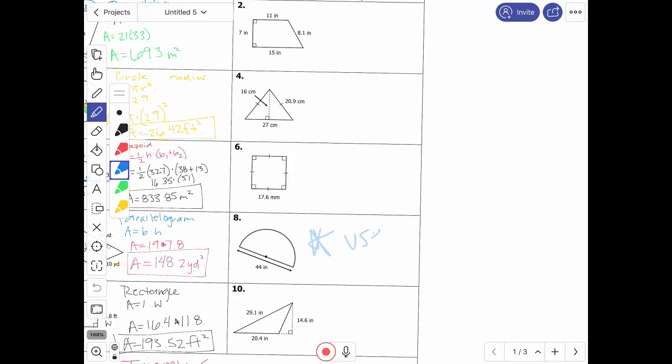Do not use 3.14, okay? If you use 3.14, you're going to get an answer that's slightly off, and you might freak out because it won't be the exact same answer that I get, okay?